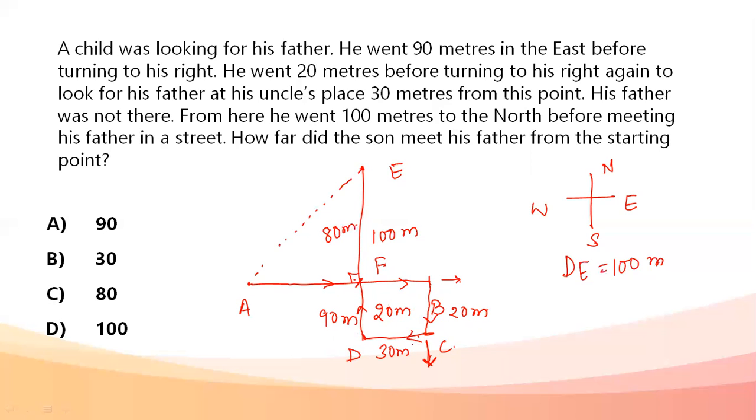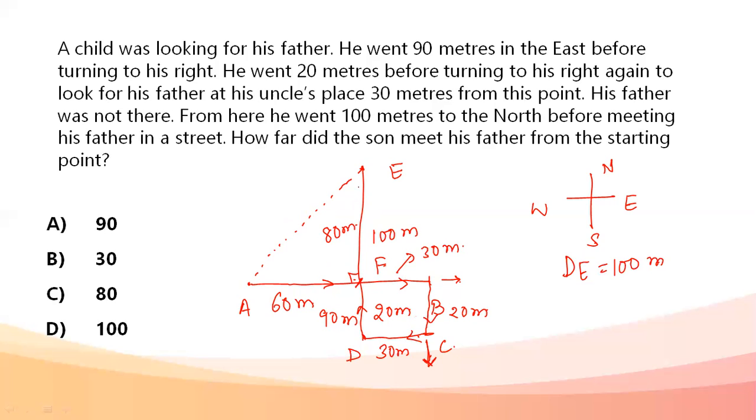Now, if DC is 30 meters, FB, this distance, is also going to be 30 meters. Remaining distance here is 60 meters. So your AF comes out to be 60 meters. What is asked of me? Asked of me is the value of AE. This is where he is from his starting position.